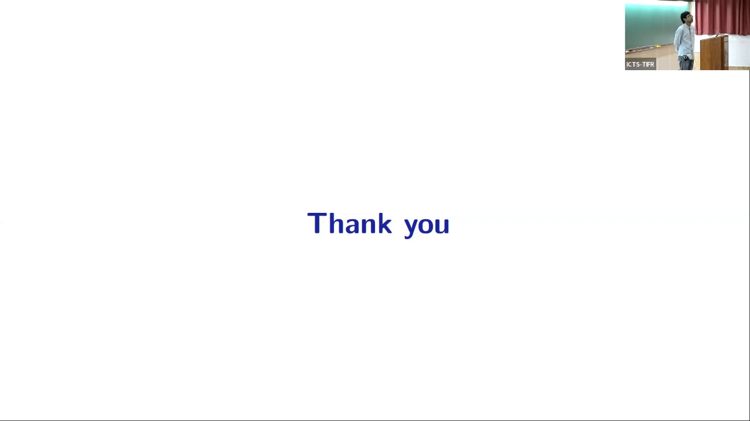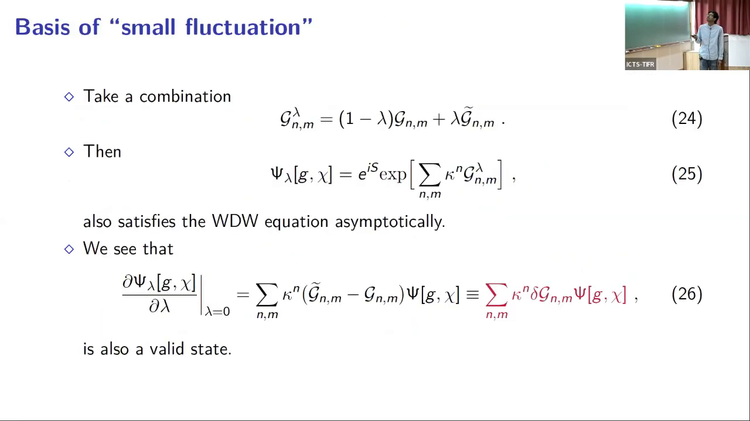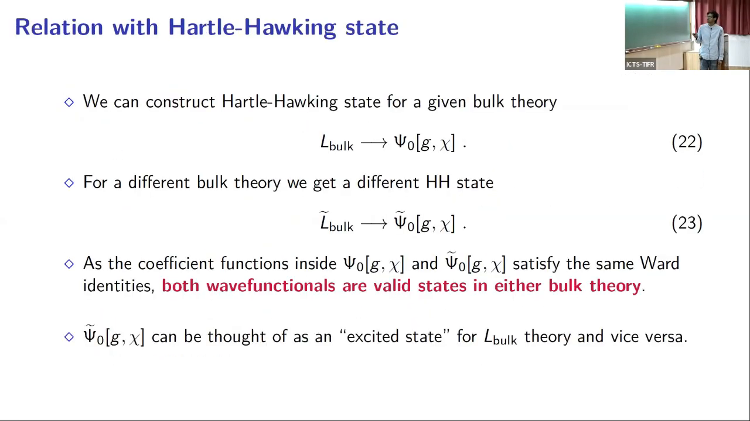I'm a bit confused about the statement that if you take a wave function of one theory, you can use it as a wave function of another theory. No, it is the Hartle-Hawking state, because these wave functionals have the same coefficient functions, which obey the Ward identities.